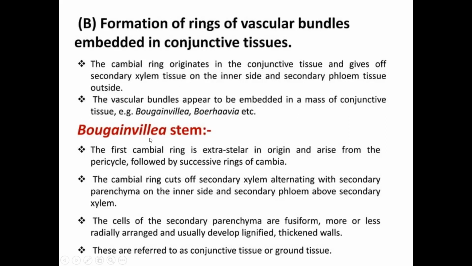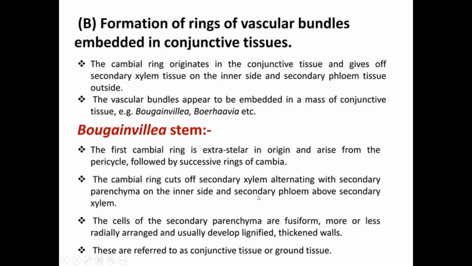So in Bougainvillea, the first cambial ring is extrastellar in origin and arises from the pericycle, followed by successive rings of cambia. So here the extrastellar cambium originates from the pericycle. The cells of the pericycle become meristematic and act as the vascular cambium or cambial ring. The cambial ring cuts off secondary xylem, alternating with secondary parenchyma on the inner side, and secondary phloem above the secondary xylem.